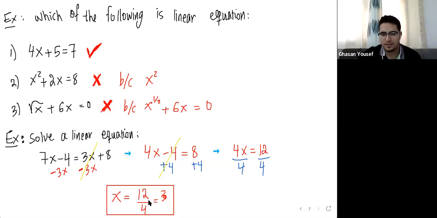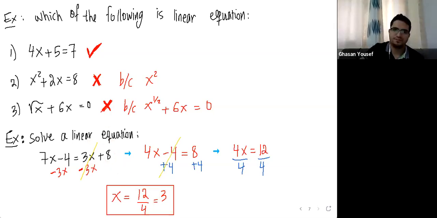Plug this variable x equals 3 into this linear equation. So here, 7 times 3 is 21, minus 4, gives me 17 on this side. Now you go to the other side and plug 3 in for the variable. 3 times 3 gives me 9. 9 plus 8 gives me 17. So on this side is 17, and on this side is 17 after I plug in the 3. So the 3 is an answer for this linear equation.